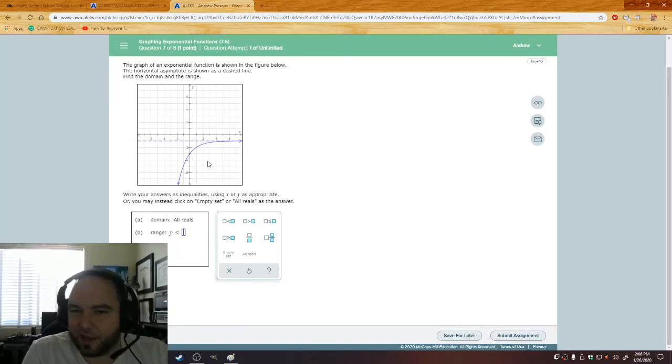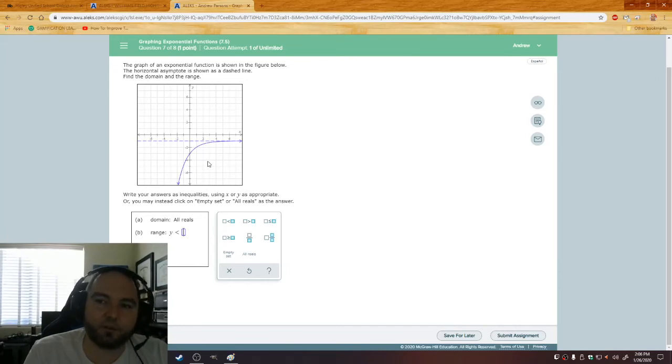And that really depends on how the graph looks. My graph is going down, which means the y value is always less than something. There's some maximum height that they're always less than. In my case, it's -1 because the dotted line is -1 height. The graph is always -1 in height on the y-axis or lower. So that's what I write.